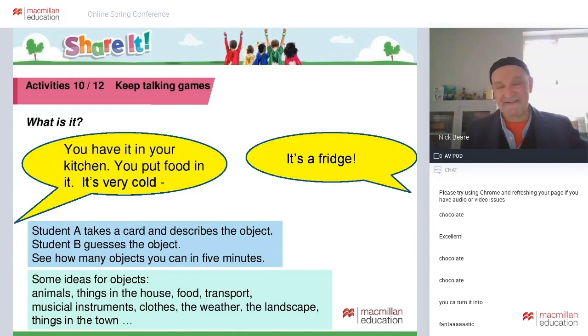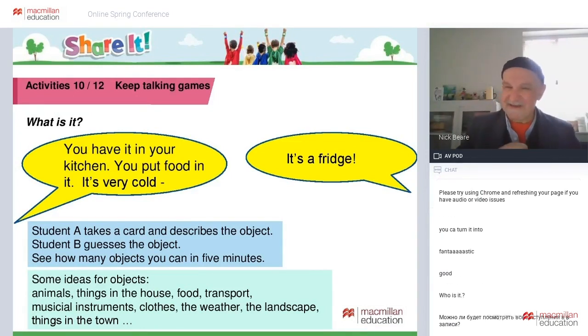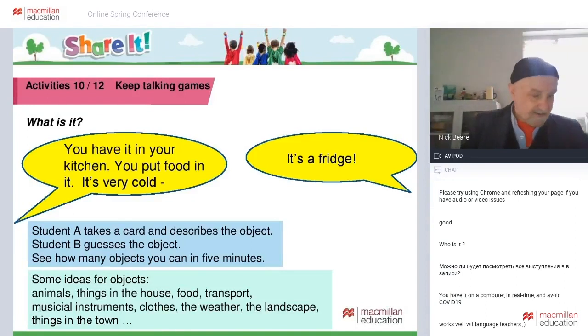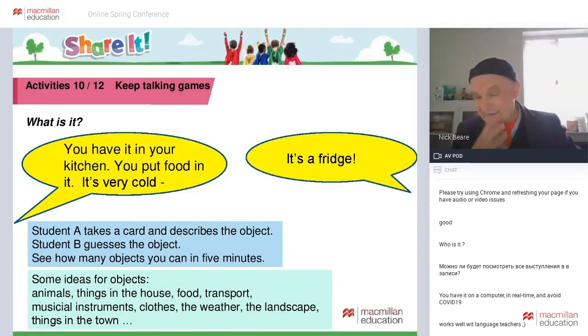And you have to choose your objects. Obviously, you have to choose things in the world of a student in year 5 or year 6. And you'll have to go upwards and upwards for older age groups. But it's great, great fun. It really is. Okay, so there we are.